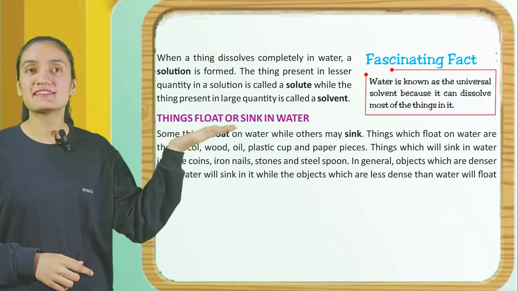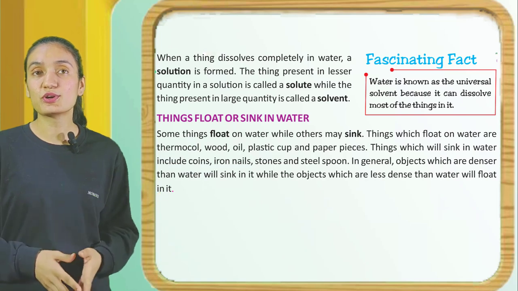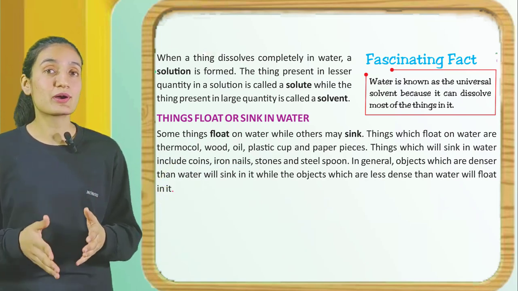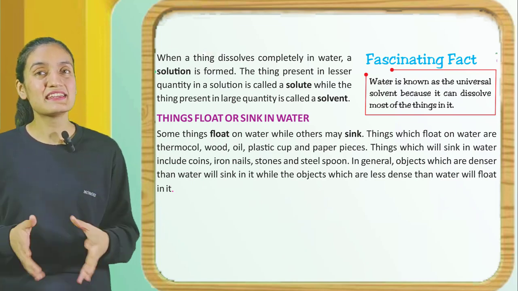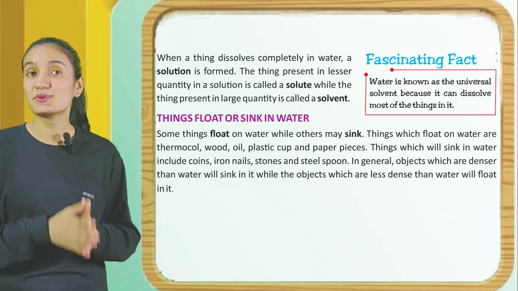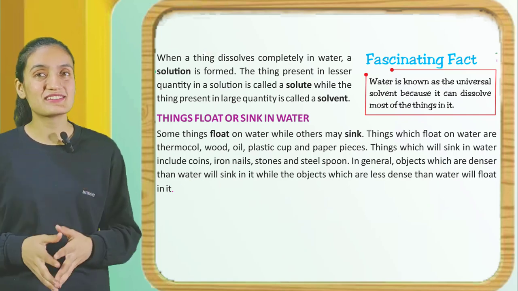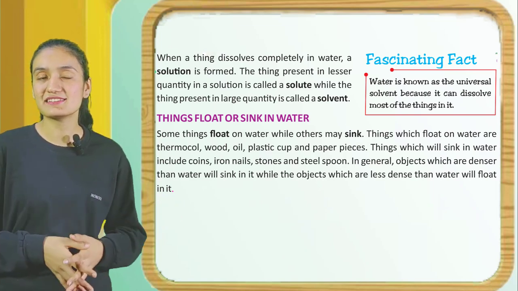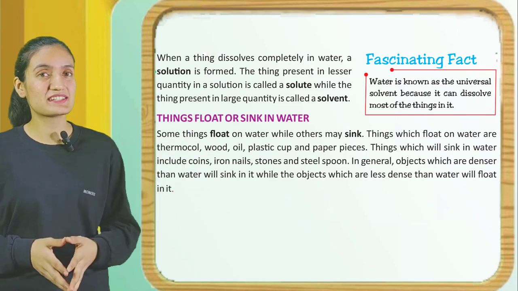Now, the next topic is things that float or sink in water. Some things float on water while others may sink. Things which float on water are thermocol, wood, oil, plastic cup, and paper pieces. Things which sink in water include coins, iron nails, stones, and steel spoons. In general, objects which are denser than water will sink in it, while objects which are less dense than water will float in it.